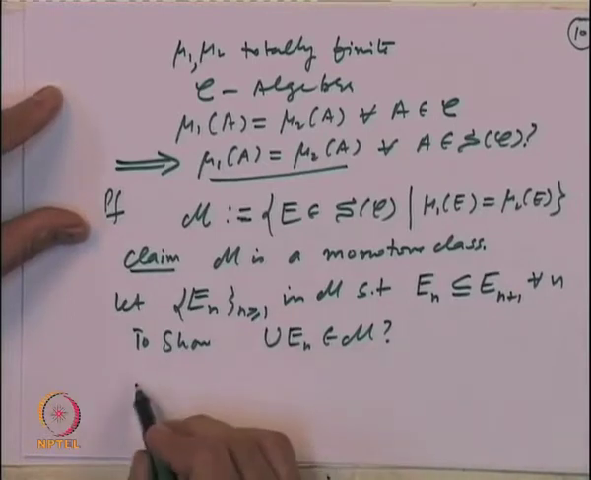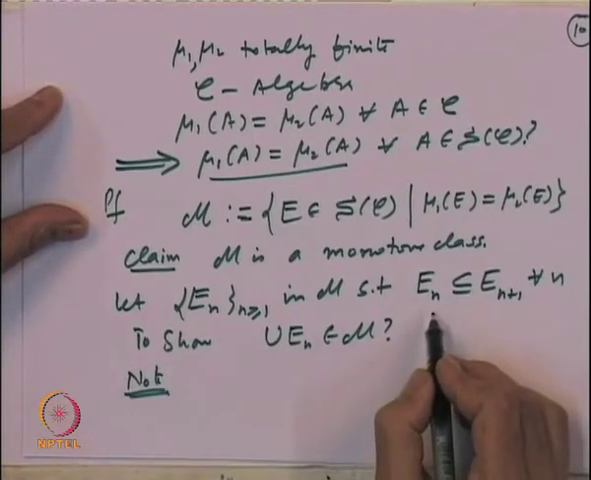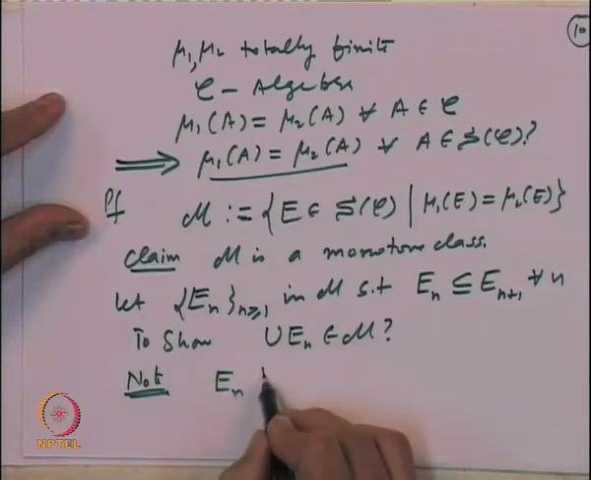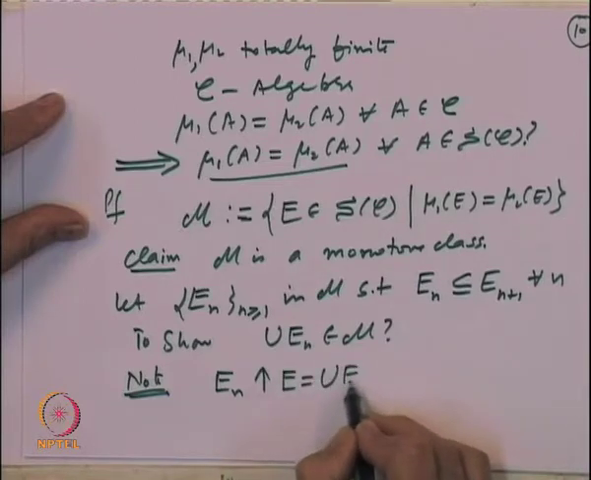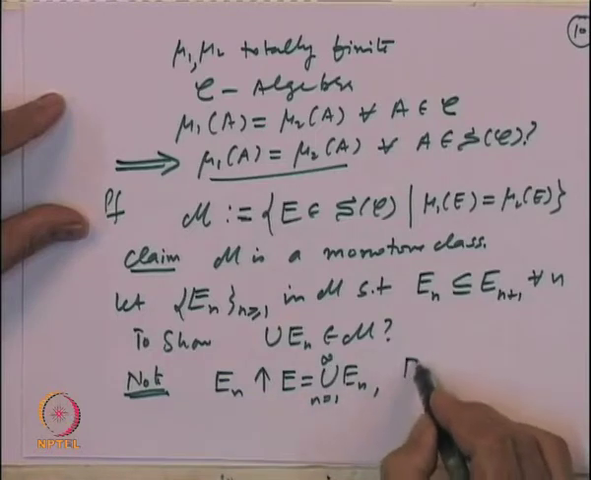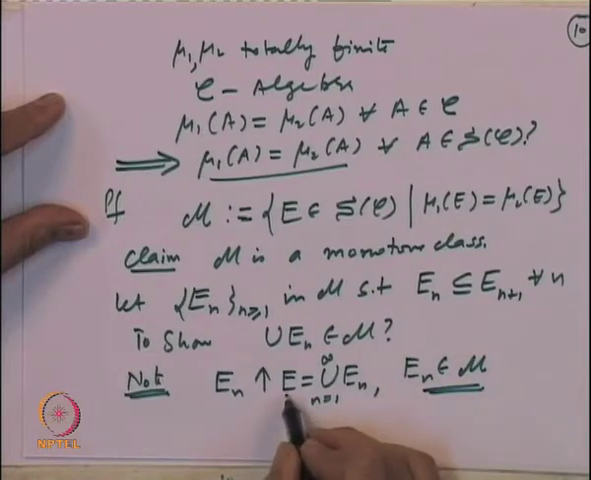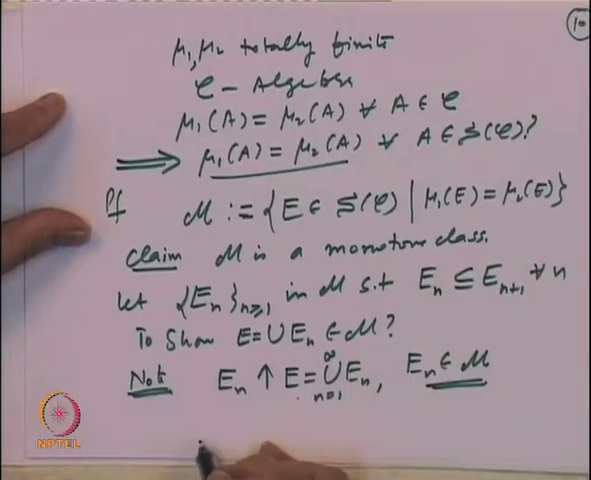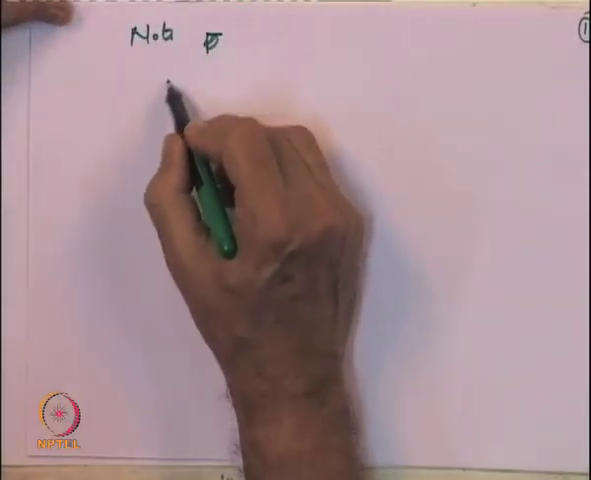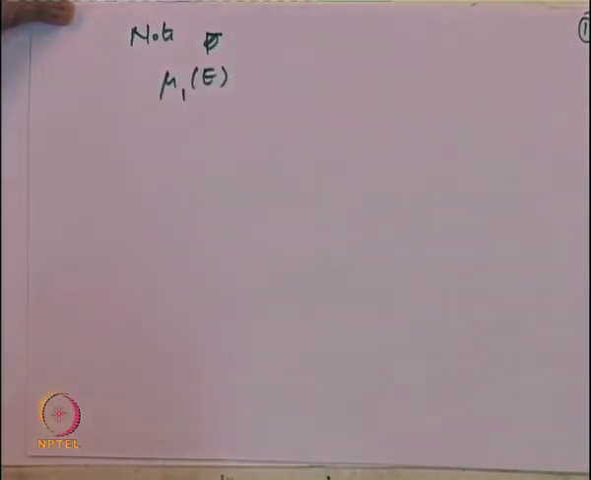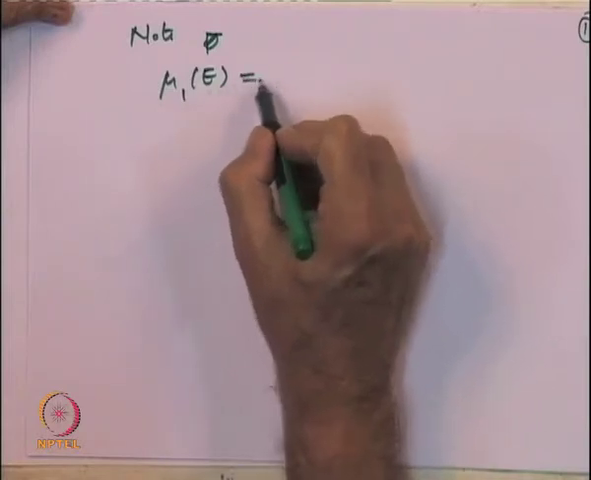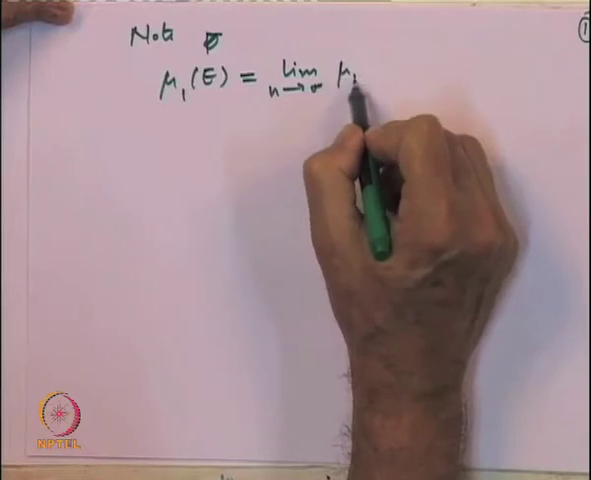Now, let us note that E n is an increasing sequence. E n increases to E, which is the union of E n's. E n's belong to M, right. So, keep that in mind. And we want to show that E belongs to M. That means, mu 1 of E is equal to mu 2 of E. So, now let us note what is mu of E? How do we compute it? Let us observe that mu 1 of E is nothing but limit of mu 1 of E n's.